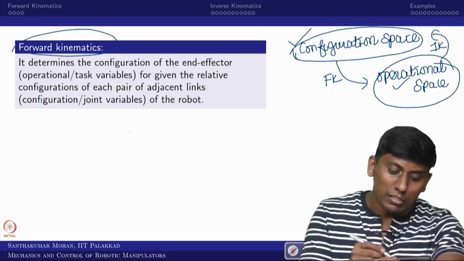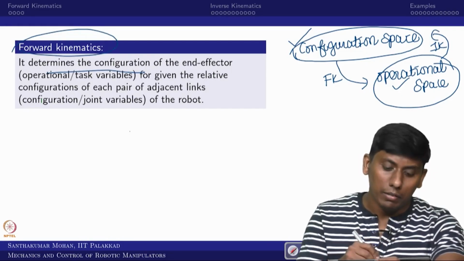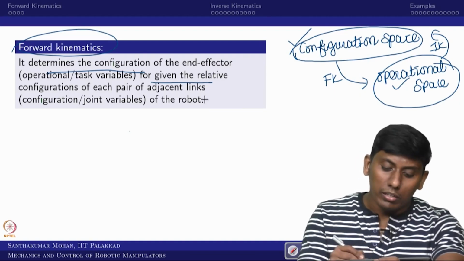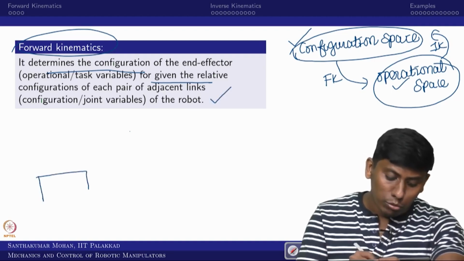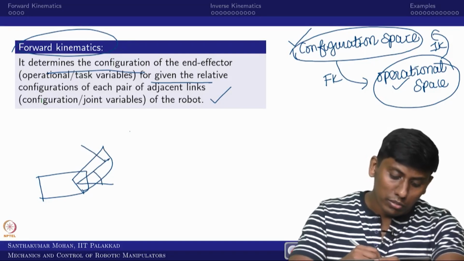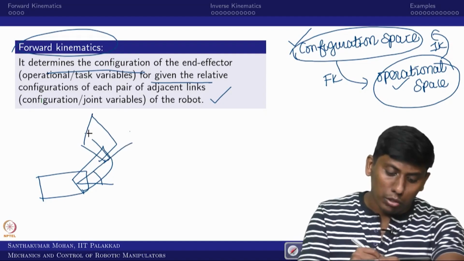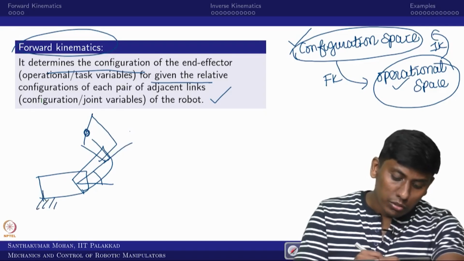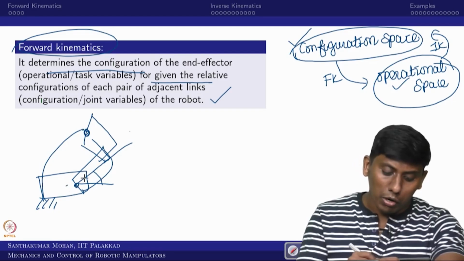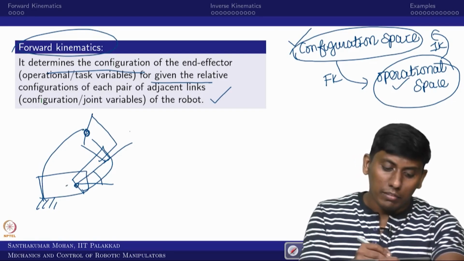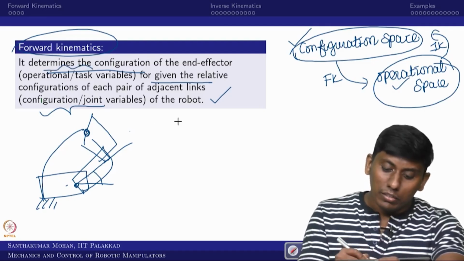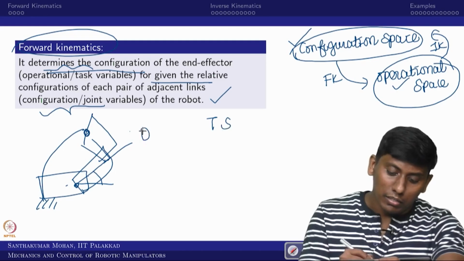Forward kinematics determines the configuration of the end effector for a given relative configuration of each pair of adjacent links. We call this assembly. For example, you take individual links and fix them, this one to this much angle, this one to this much angle. Then you will see this is the end and this is the base. The base to end relationship is found from the known relative information of one body to another. We call this the joint space, and this the task space.